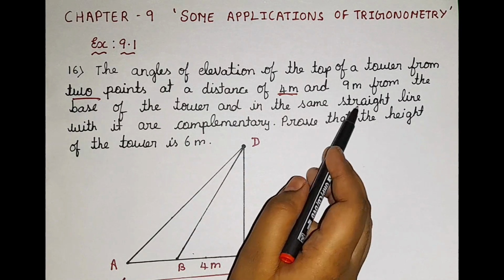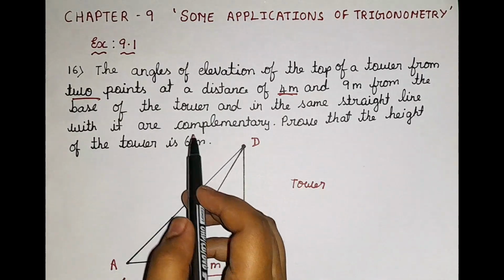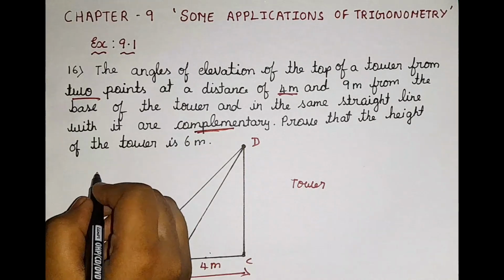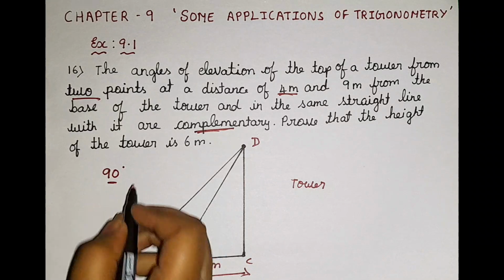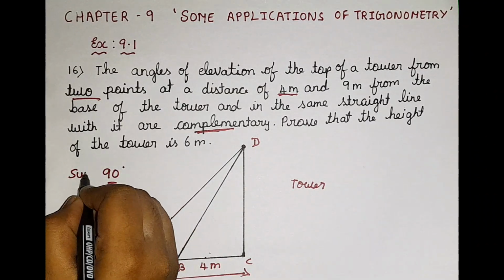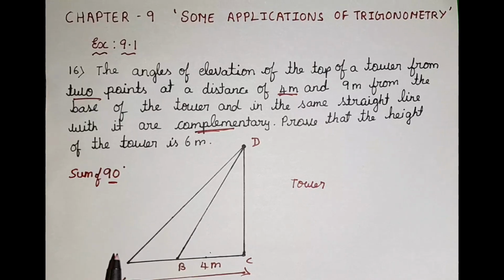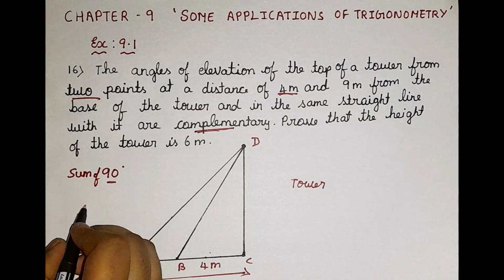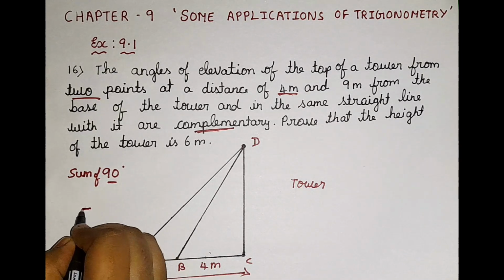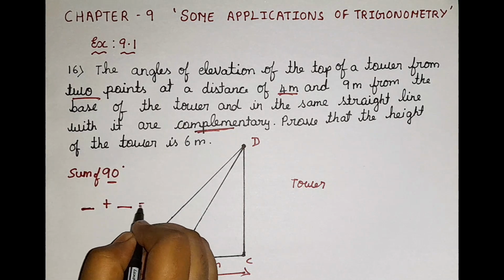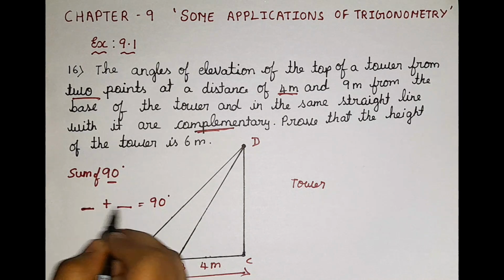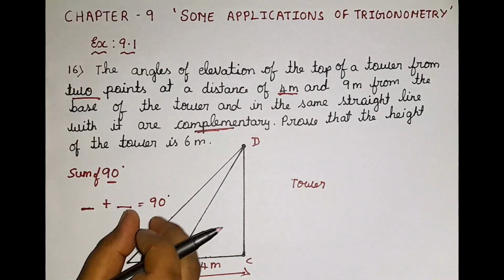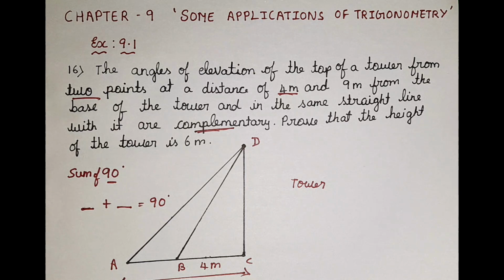And in the same straight line with it are complementary. So what is the meaning of complementary? Complementary means sum of 90 degree, okay. So this word is really important, sum of 90 degree. So sum means, for example, dash plus dash is equal to 90 degree, okay. This is the actual meaning. So sum of two numbers, we'll get two numbers, that sum is equal to 90 degree, okay. So that is the meaning of complementary.